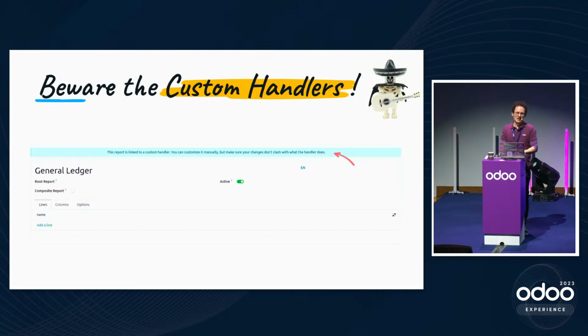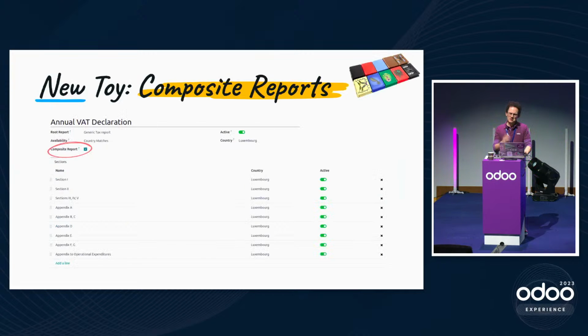I don't want to finish the explanation on just a warning like that, and I would like to go back to something more joyful. So let's talk about a new toy that we provide in Odoo 17, the Composite Reports. What is that? Essentially, a composite report is a report made of other reports. If you were there at the keynote yesterday, Winan showed one in his examples at the end.